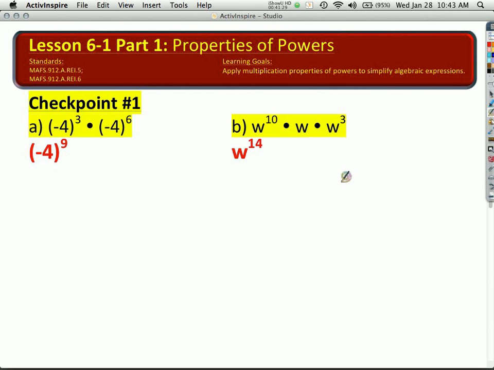Does anyone have any comments, questions, concerns, issues? Any observations? Any thoughts? Any theories? Good. 1 property down, 2 to go. Yes? We're going to deal with negative exponents next time. Very good question. Too much to do in one day.